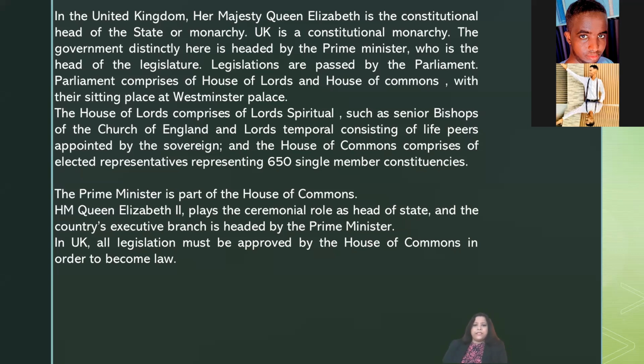Lords spiritual are basically senior bishops of the Church of England, and Lords temporal consists of life peers appointed by the sovereign, or the friends of the Queen. The House of Commons, on the other hand, comprises elected representatives representing 650 single-member constituencies. The Prime Minister is part of the House of Commons, and Her Majesty Queen Elizabeth II plays a ceremonial role as head of the state, while the country's executive branch is headed by the Prime Minister. In the UK, unlike the USA, all legislation must be approved by the House of Commons in order to become law.